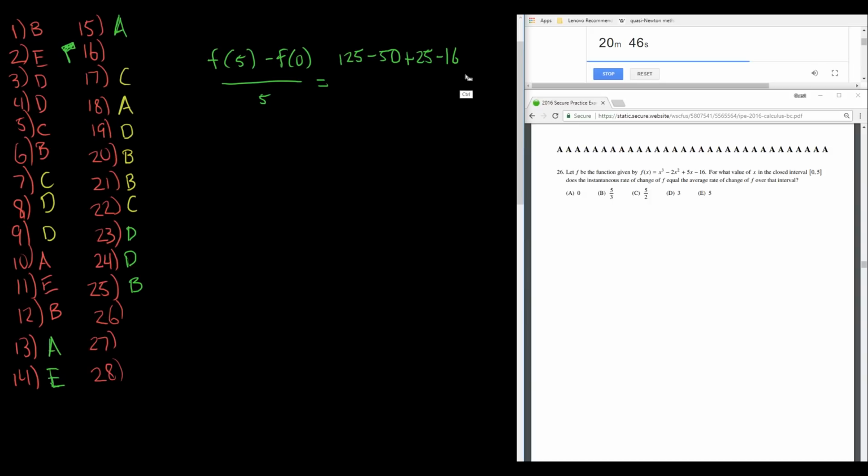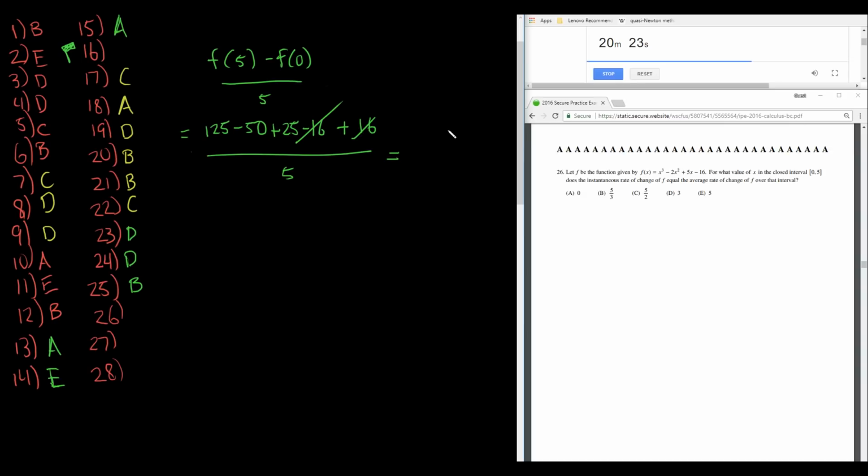Copy and paste this over here. So this is all equaling here. Minus, okay, and then we're subtracting f of 0, which is, luckily, 0 for everything except minus 16. And when we subtract negative 16, we get plus 16. So these cancel out. And then here we have divided by 5. So this equals 125 minus 50 is 75, plus 25 is 100, divided by 5 equals 20. So the instantaneous rate of change we're looking for is 20.